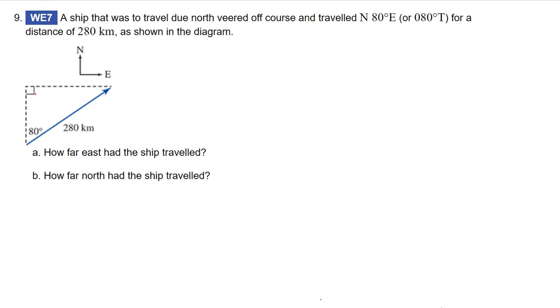So to answer that first question, I'm going to copy the diagram, which is good that they've given us a diagram, and use the information that's useful for me. So I've got 80 degrees, 280 kilometres, and I'm trying to find how far east. So that's here. I'm going to label that E for east, and that's what I'm going to try and find. So I've got my angle here, I've got the opposite side and the hypotenuse, so I'm using sine.